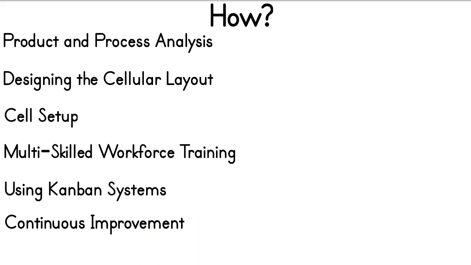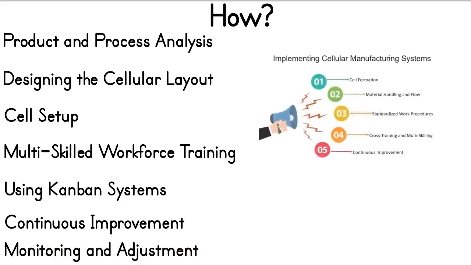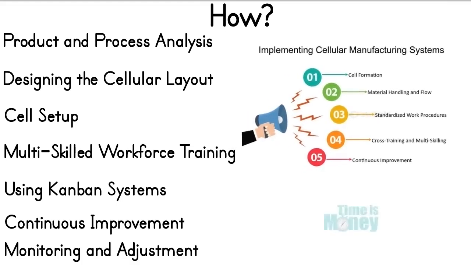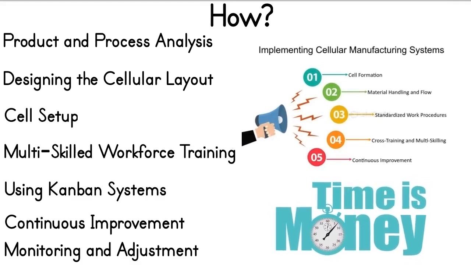5. Systems such as Kanban are used to manage the flow of materials between cells and ensure that parts are available just in time for production, avoiding excessive inventory buildup. 6. Once cellular manufacturing is in place, ongoing efforts such as Kaizen are used to optimize the cell's performance. 7. Data collection and performance monitoring are critical to ensuring that the cells remain efficient.